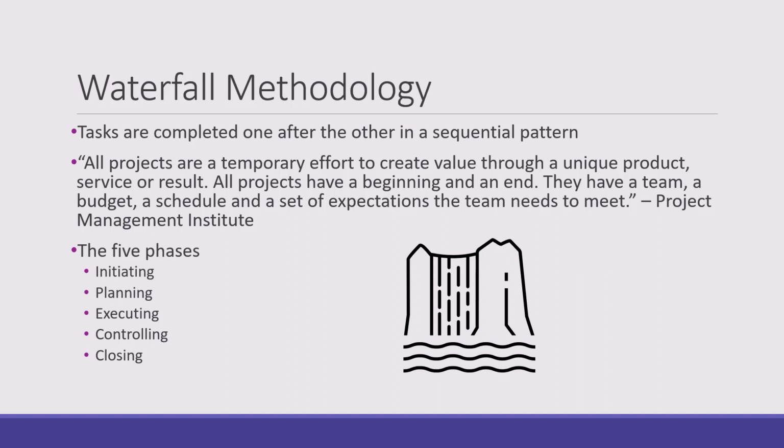The phases of waterfall project management typically are listed as some variation of initiating, planning, executing, controlling, and closing. Although there are alternative lists of phases, we'll be using these 5 phases as the basis for our definition of waterfall and dive deep into each of the phases later in this course.